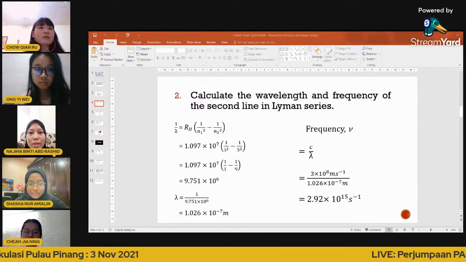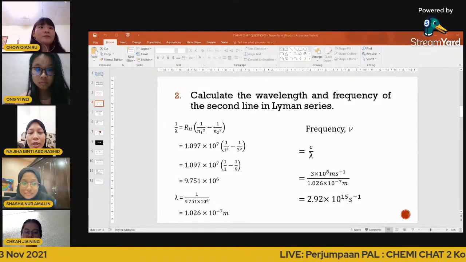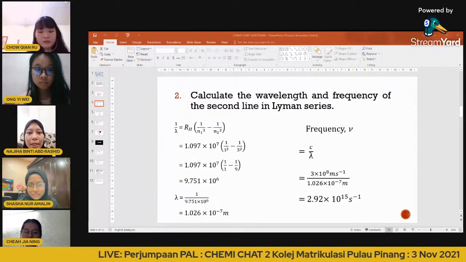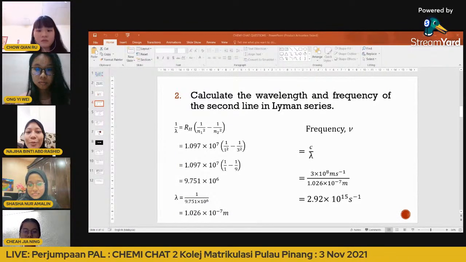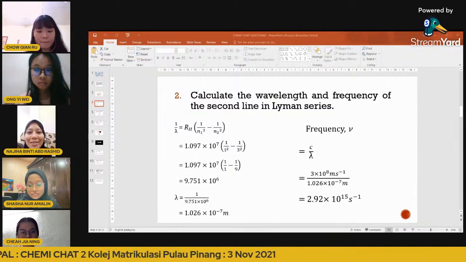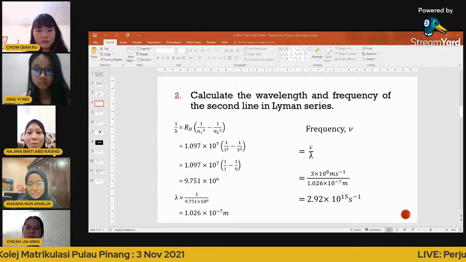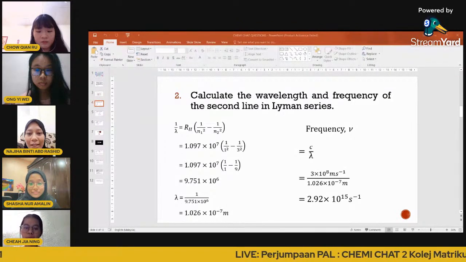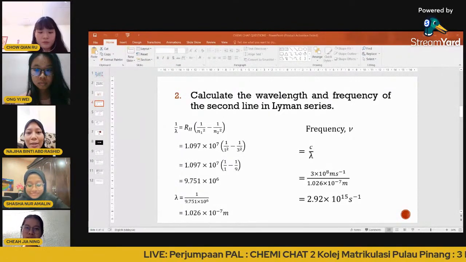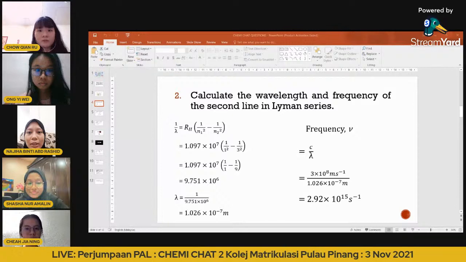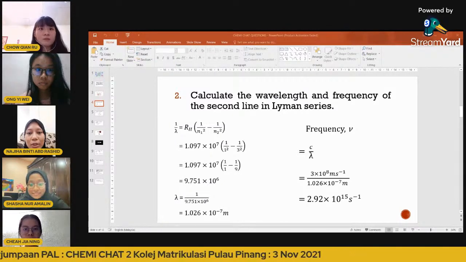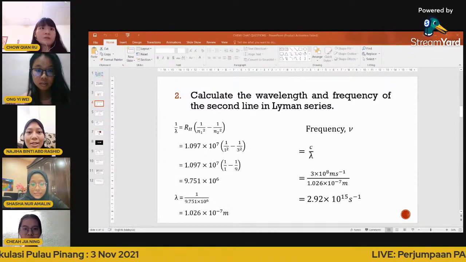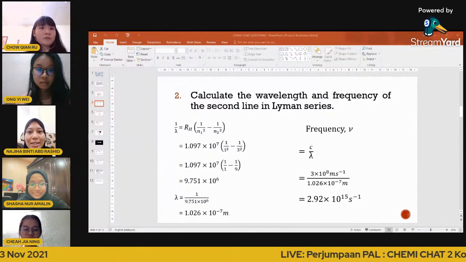The next one wants frequency. So for frequency we can use the formula speed of light over lambda. We already got the lambda just now, 1.026 times 10 negative 7 meter, and speed of light is a constant, which is 3 times 10 power of 8 m s negative 1. Substitute into the formula and we got the frequency is 2.92 times 10 to power of 15 s negative 1. So that's all from me. Is there any question?